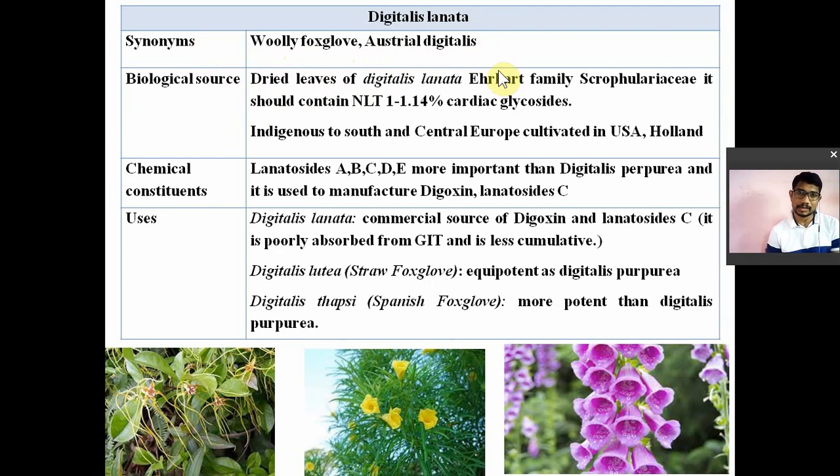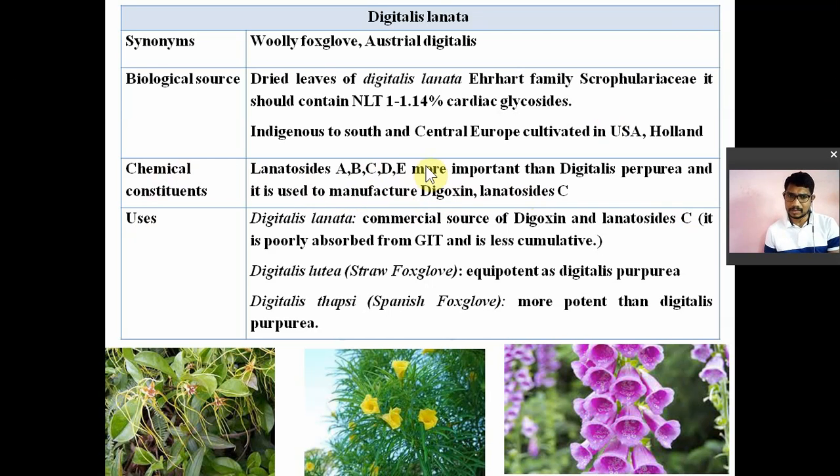Now, biological source of Digitalis lanata: it is the dried leaves of Digitalis lanata. Original is Digitalis purpurea. Family Scrophulariaceae. It should contain not less than 1 to 1.1% cardiac glycosides. It is indigenous to South and Central Europe, also cultivated in the USA. In this, you will have glycosides like lanatosides A, B, C, D, and E.